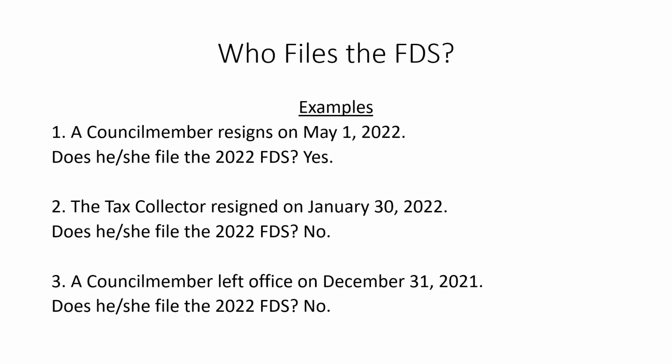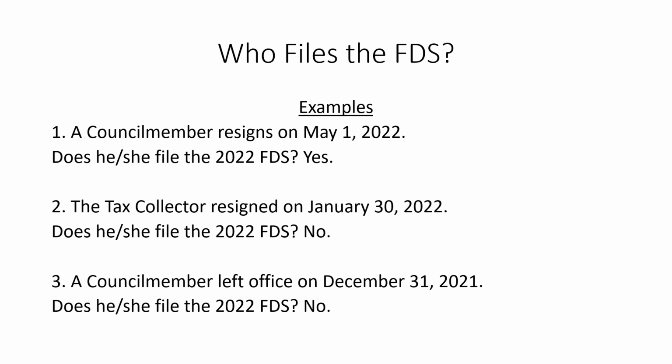Now, another example though: the tax collector resigned on January 30th of this year. Does he or she have to file the FDS? The answer is actually no, because they are not in office as of April 30th. So it's going to be those who are in office as of April 30th and the rest of the year, but not those who were not in office. If they leave before April 30th, they do not have to file the FDS. So this tax collector in example 2 does not have to file.